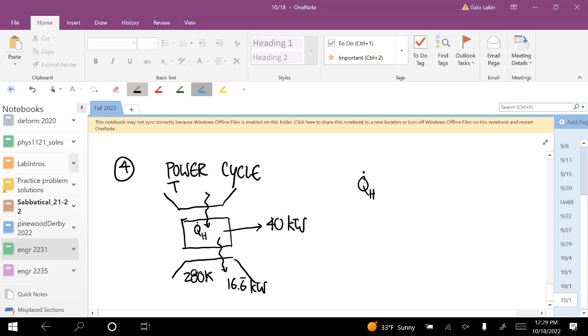But notice I could think of this as happening over 1 second, and then just think of that as 40 kilojoules, 16.6 kilojoules, and then I wouldn't have to write everything with the dots. But be careful about that. You don't want to mix those two up. So QH dot is equal to W dot plus QC dot. And so QH dot has to be 56.6 repeating kilowatts.